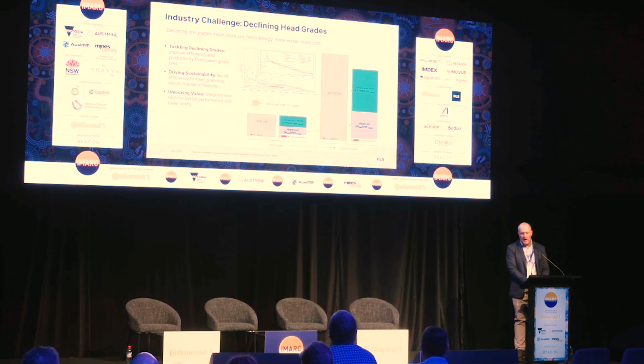We start off with a challenge that I think our industry is facing, and it's something that's a bit of a slow burner at this point in time. We need to talk about our declining head grades and really what it means for our industry. In the past we were talking about 1% copper grades going into a concentrator. At the moment, many concentrators are looking at 0.25% copper head grade feeding into their plants. And what does that really mean for us in the bigger scheme of things?